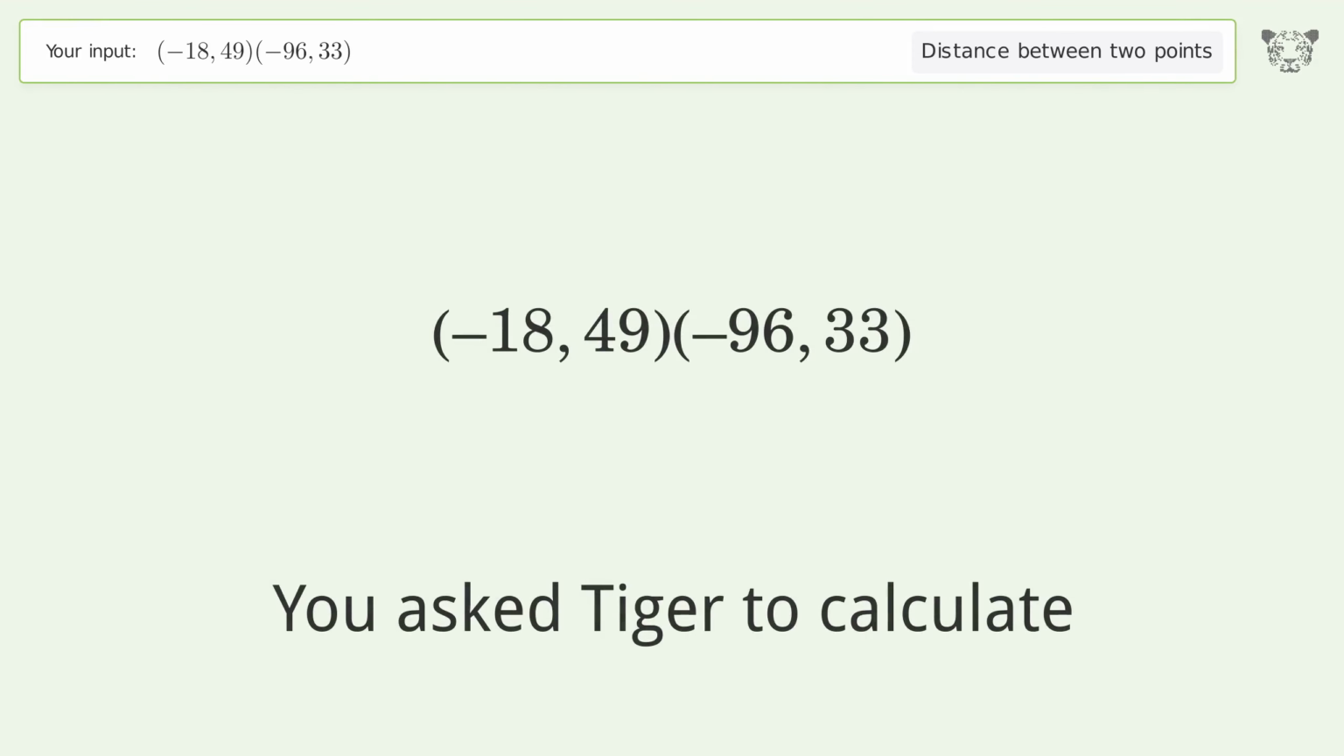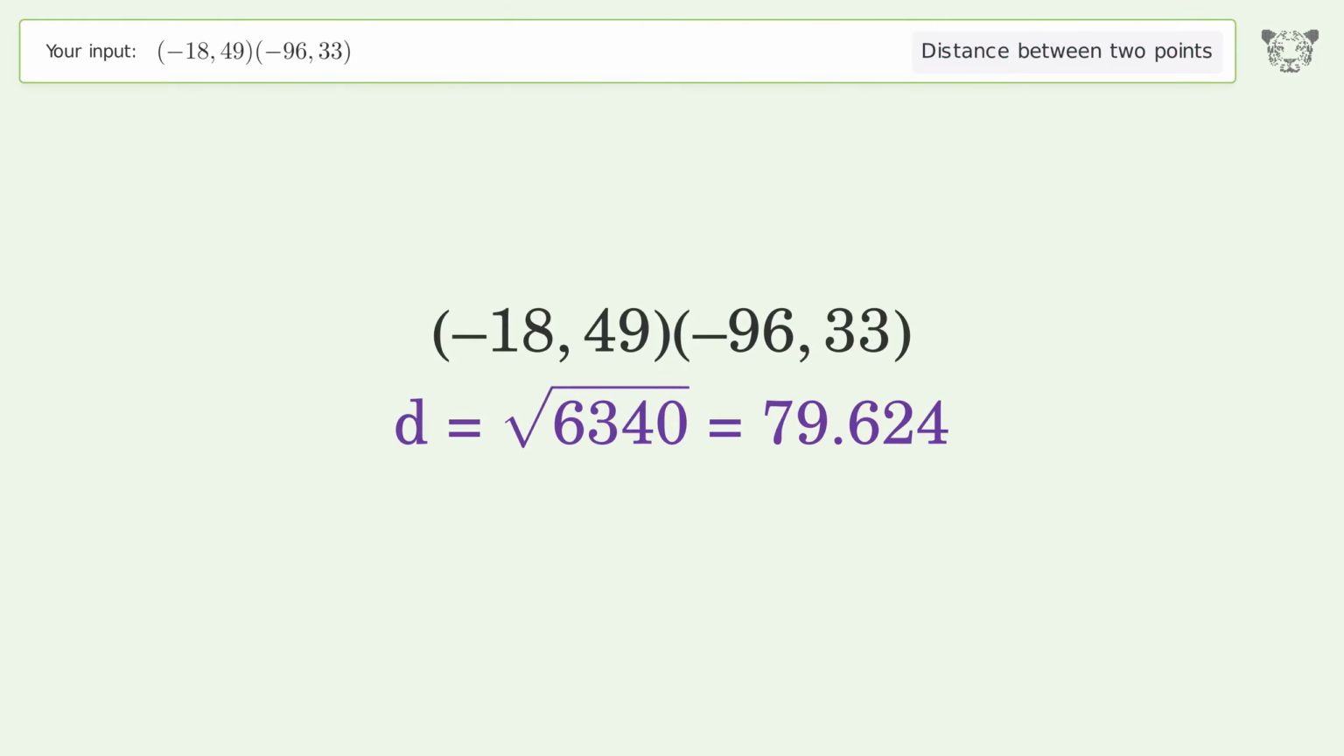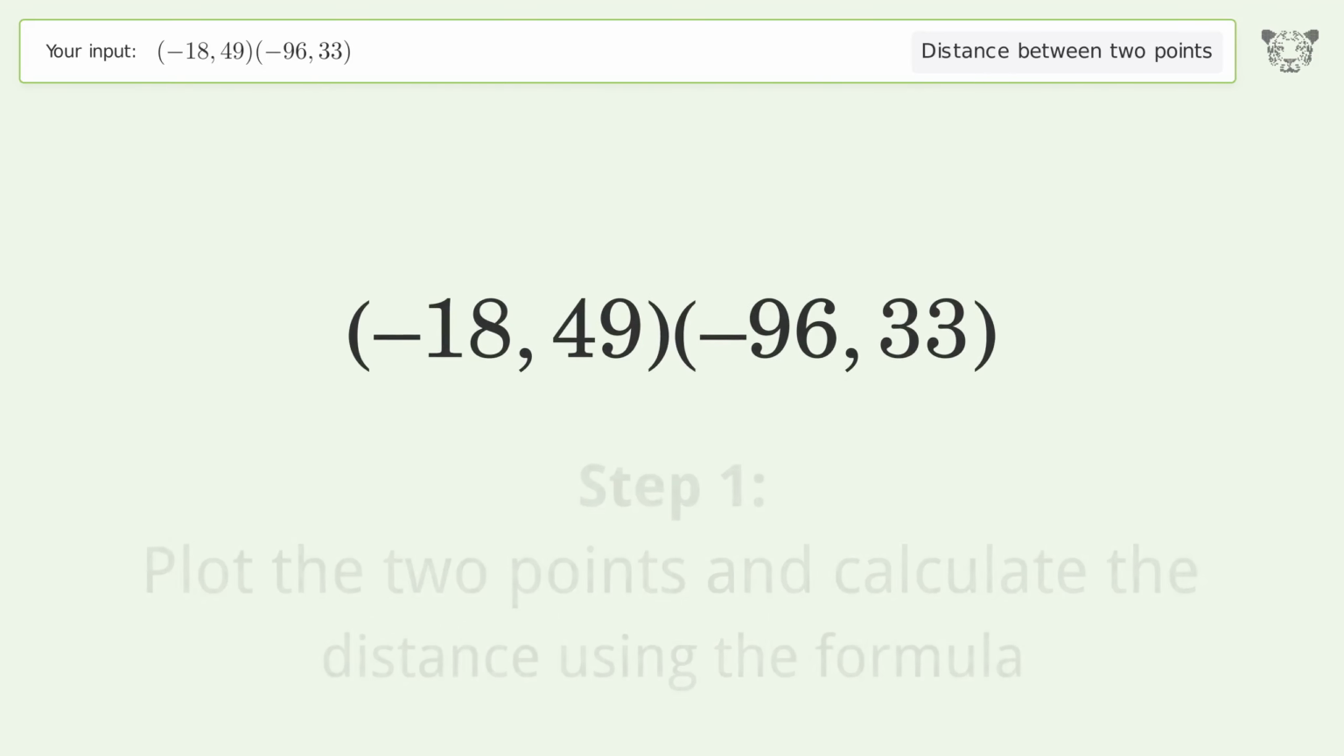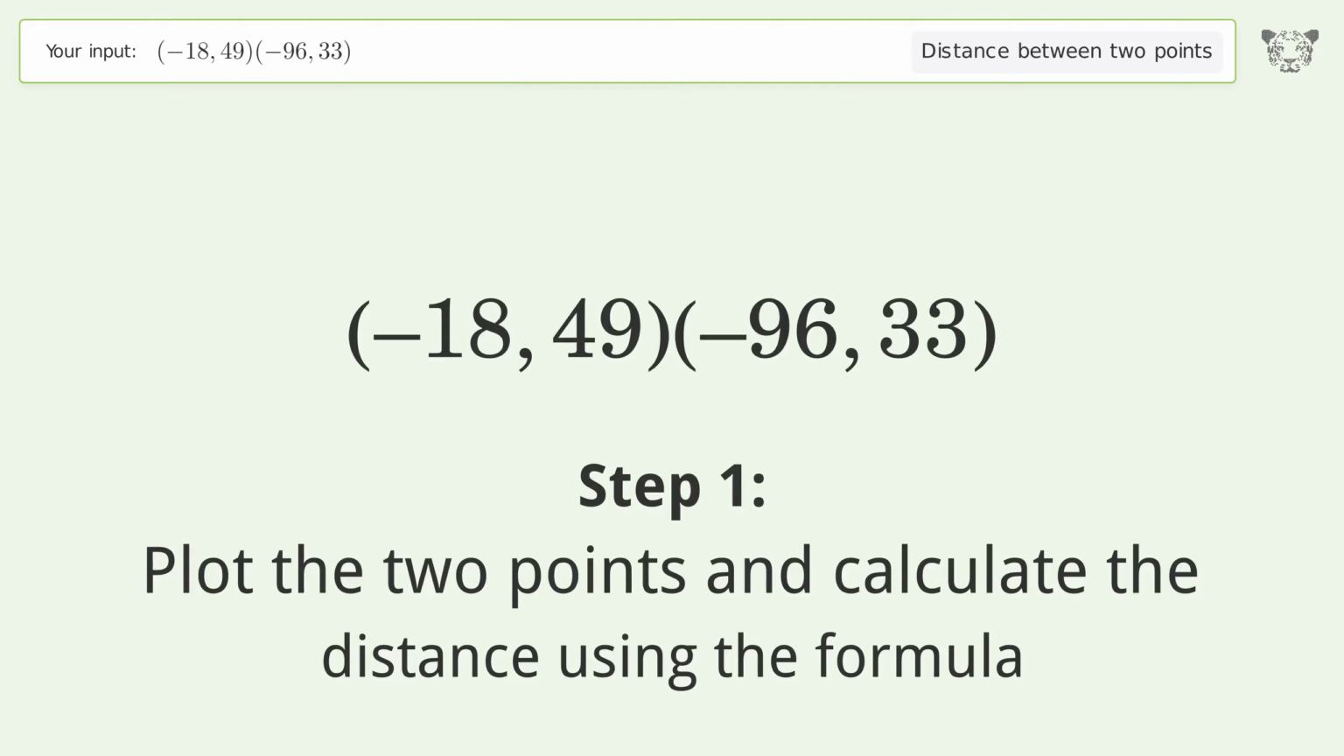You ask Tiger to calculate. This deals with the distance between 2 points. The distance between the 2 points is the square root of 6,340, or 79.624. Let's solve it step by step. Plot the 2 points and calculate the distance using the formula.